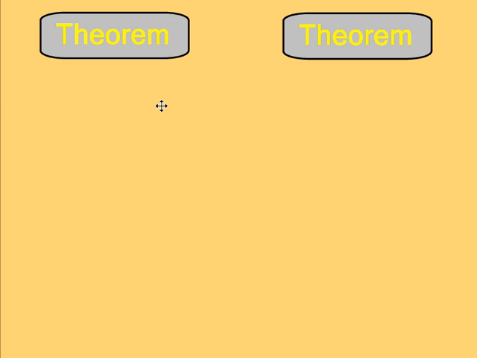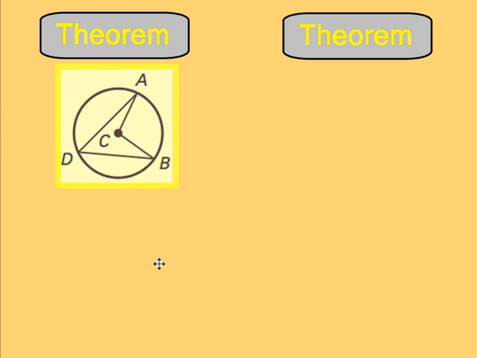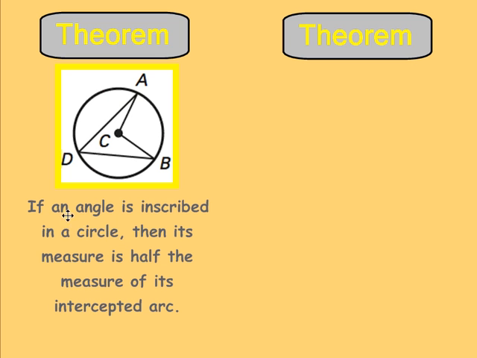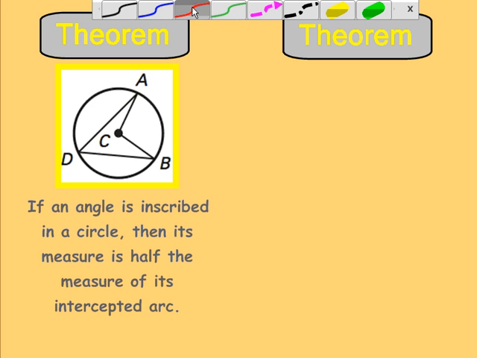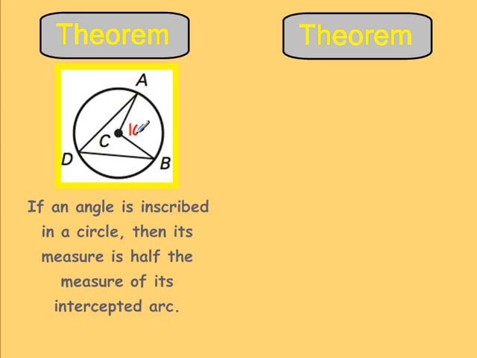We have a few theorems that have to do with inscribed angles. And the first one is saying that if an angle is inscribed in a circle, then its measure is half the measure of its intercepted arc. So looking at this, if we were to say that this arc's measure is 100 degrees, what this theorem is saying is that this inscribed angle is going to be half of this measure. So this inscribed angle will end up being 50 degrees.